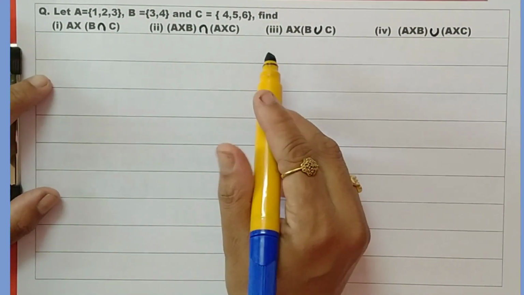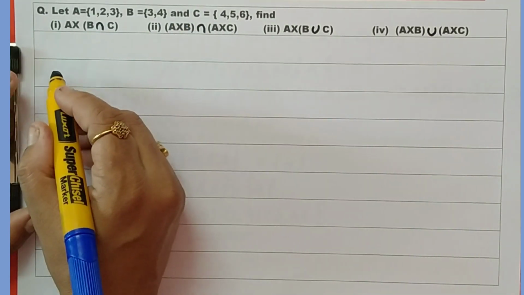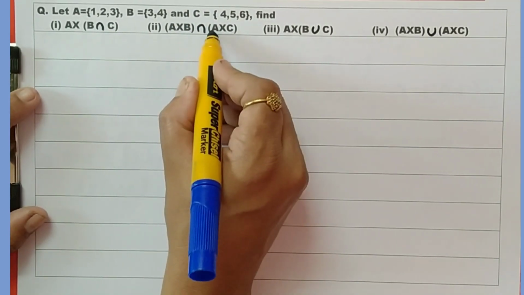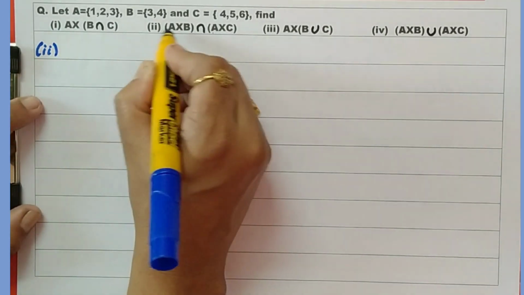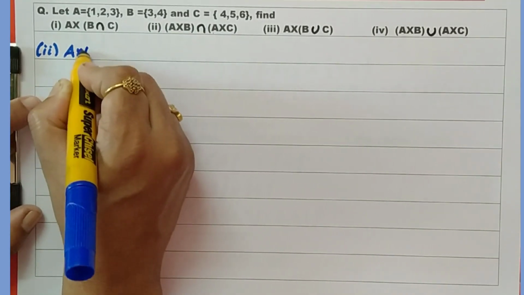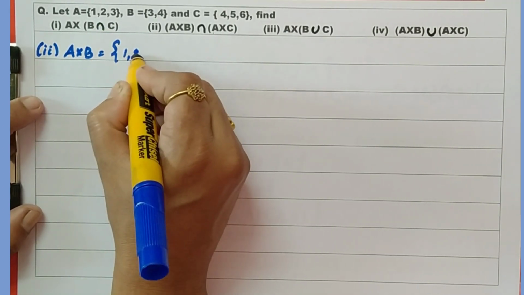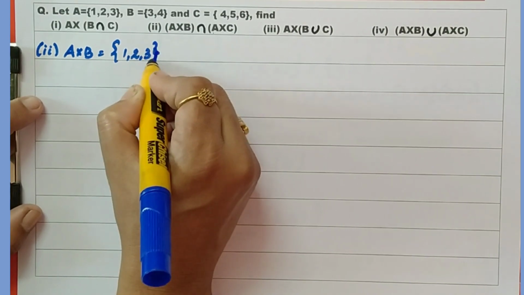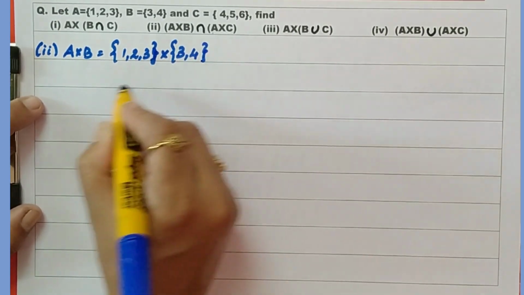Okay, the same question in which I am going to discuss. First question we discussed. The second question I am going to discuss: what is A cross B intersection A cross C? For the second question, I am going to find A cross B at first. What is A cross B? The set {1, 2, 3} that you need to cross with the set {3, 4}. This is A cross B.